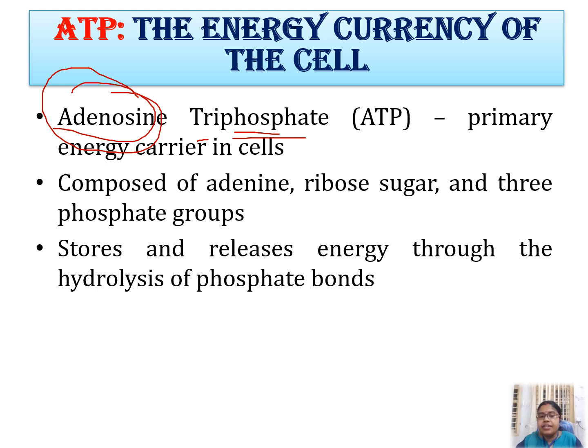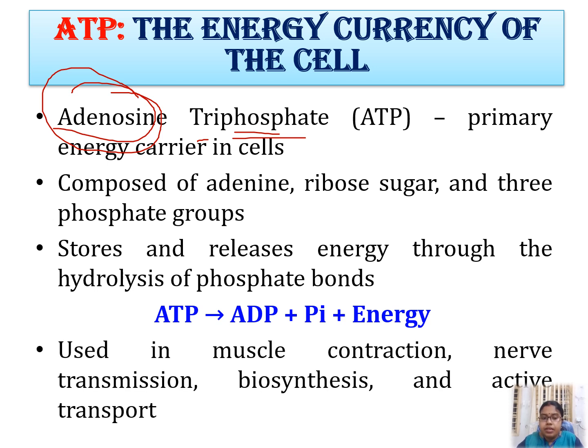It stores and releases energy through the hydrolysis of the phosphate bond. So ATP is converted to ADP, adenosine diphosphate. One phosphate is removed and it produces energy. When one phosphate is removed, it gives the energy. It is used in muscle contraction, nerve transmission, biosynthesis, and active transport.